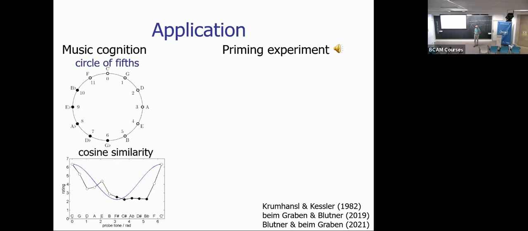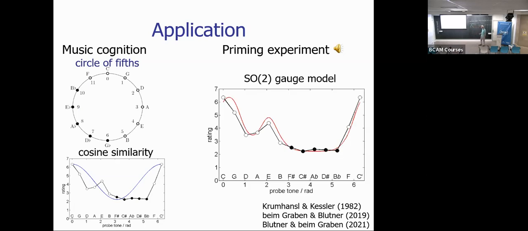Reinhard and I started this work to see whether we can improve this fit. The idea is to introduce a kind of deformation of the angles along the circle of fifths. First of all, we deformed this cosine similarity function. Additionally, we did not use only one of these curves for the fit, but introduced three curves provided by the three tones of the tonic triad, C, G, and E together.